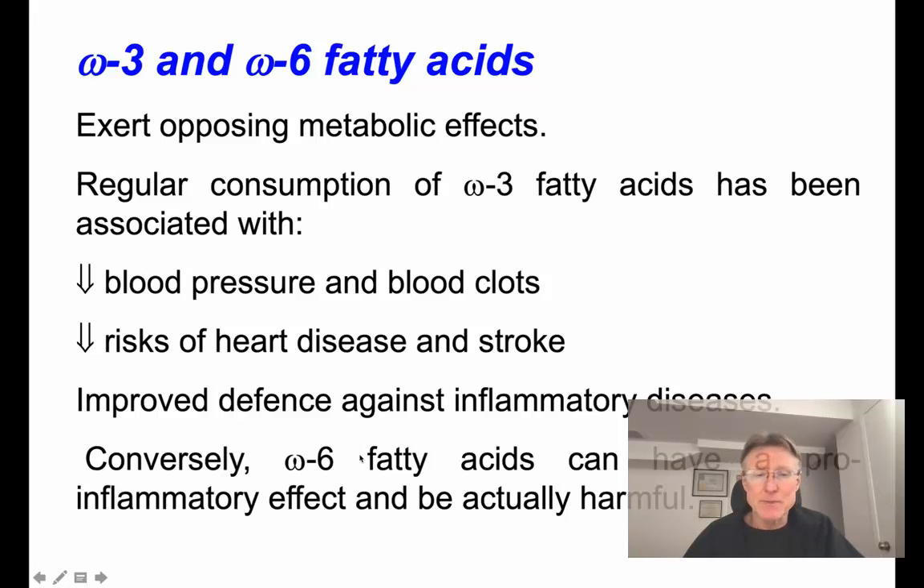So for that reason, there is this idea that we should reduce omega-6 fatty acids in the diet and give preference to omega-3 fatty acids, because those are the ones that are anti-inflammatory and seem to be more associated with a protective effect in the cardiovascular system and other inflammatory diseases, as opposed to omega-6 that can be pro-inflammatory and therefore be considered harmful.